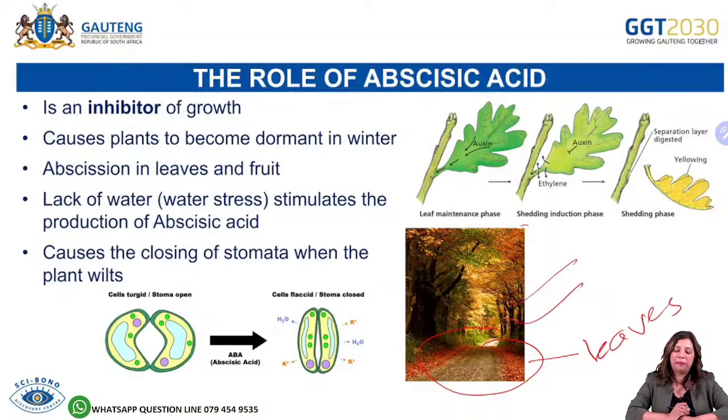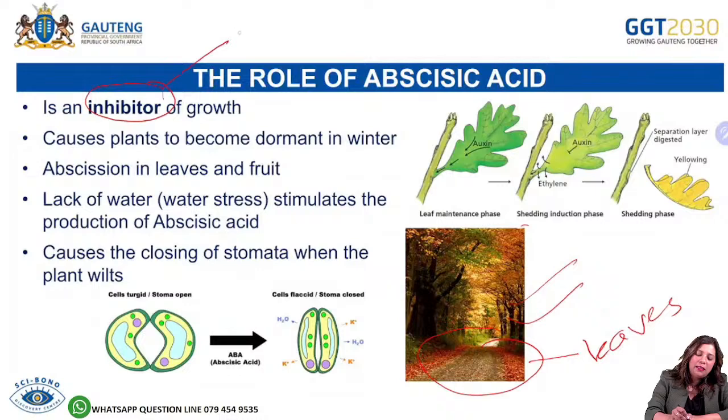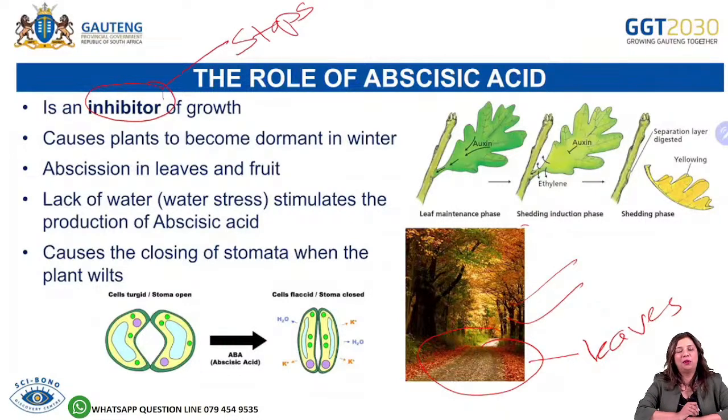So the role of abscisic acid, it's an inhibitor of growth. What does an inhibitor of growth mean? It means it stops or it slows down growth. So you see, not all hormones promote growth. So you must remember this word inhibit because it's part of our biological language. So we must use appropriate words, okay? So the inhibitor doesn't just mean it stops. In some cases, it slows down growth.